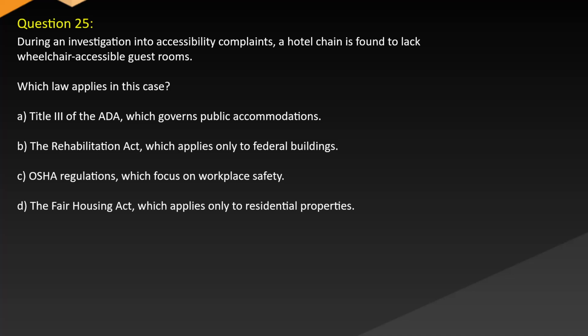Question 25. During an investigation into accessibility complaints, a hotel chain is found to lack wheelchair-accessible guest rooms. Which law applies in this case? A. Title III of the ADA, which governs public accommodations. B. The Rehabilitation Act, which applies only to federal buildings. C. OSHA regulations, which focus on workplace safety. D. The Fair Housing Act, which applies only to residential properties.